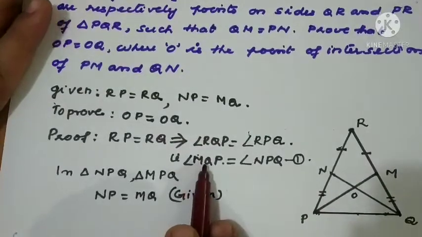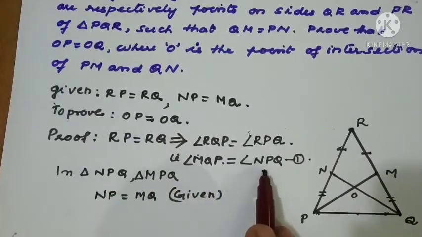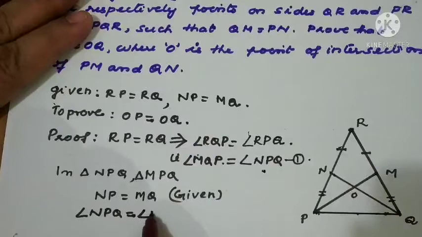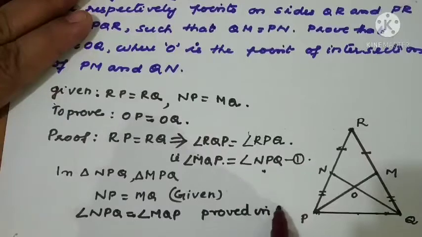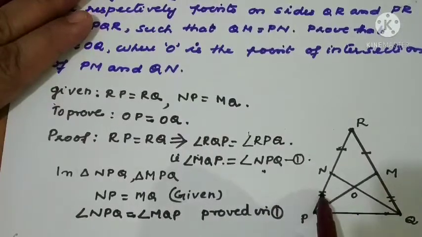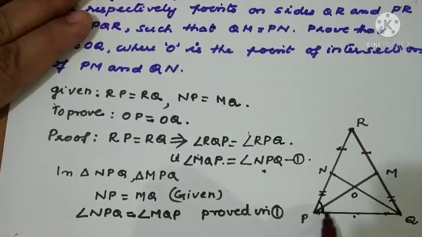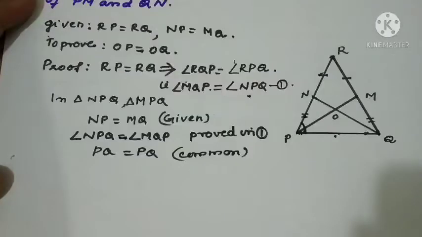Now we have proved that angle MQP equals angle NPQ. Because triangle NPQ is written first, we should write this angle first: angle NPQ equals angle MQP, proved in 1. Now in one triangle we have written NP and angle NPQ, so one side and one angle we got. The second side is PQ equals PQ, common. PQ is coming in MPQ also, right?